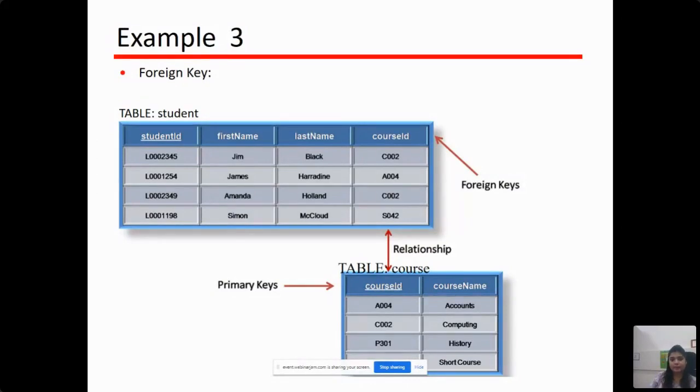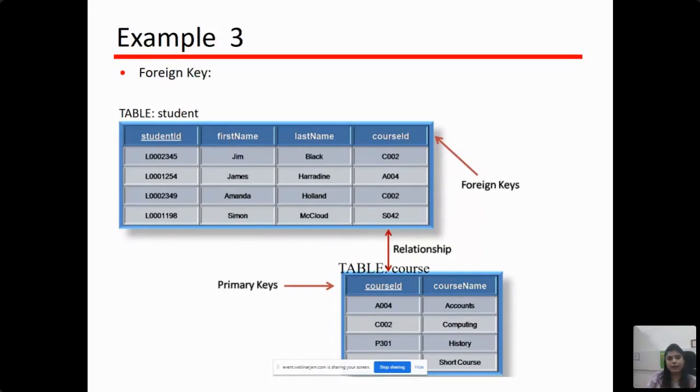It is underlined. Why is it the primary key? Because every course has a unique ID. Accounts has its own ID, computers has its own ID, history has its own ID. So that is unique in that particular course table. And now if you want to link these two tables, because we need to find out which course the student is studying in, the name of the course, then we need to link both these tables.